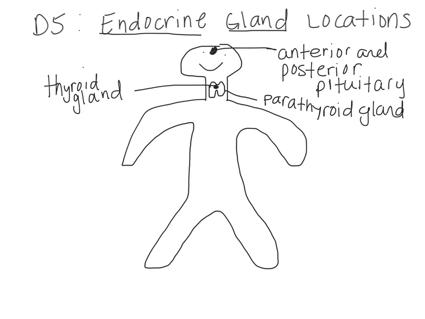Don't forget that the pancreas is also a hormone secreting gland. We've got glucagon and insulin. Insulin coming from the beta cells and glucagon coming from the alpha cells.